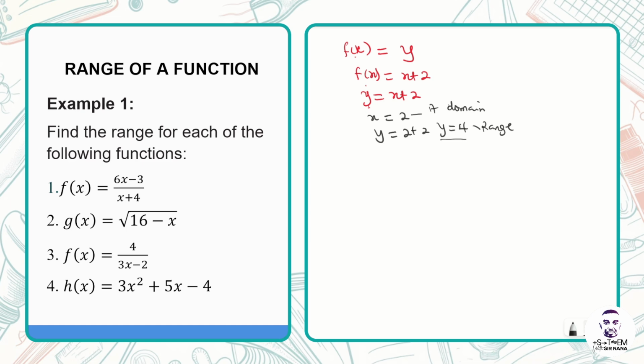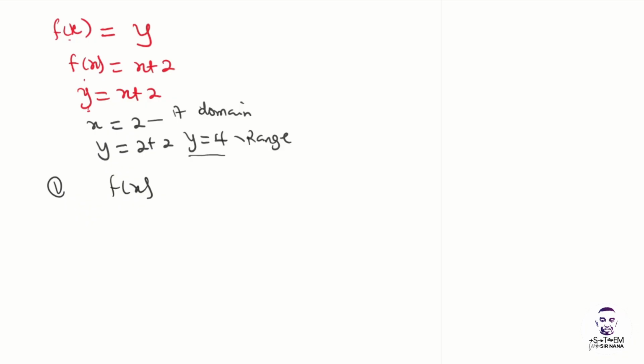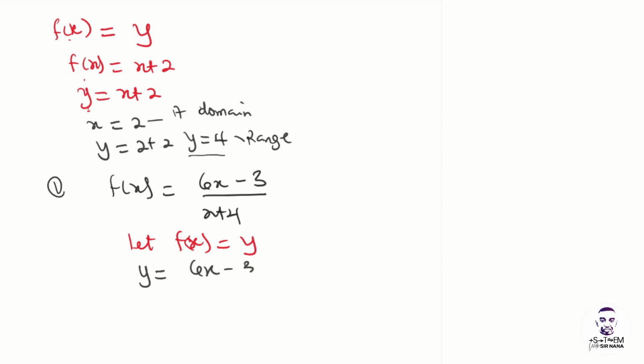So with the question that was given, the first question is asking us to find the range of the function f of x, which is equal to 6x minus 3 all over x plus 4. So the first step in finding the range of a function is that you must equate the function to y. So let f of x be equal to y. So that implies that we have y equal to 6x minus 3 all over x plus 4.